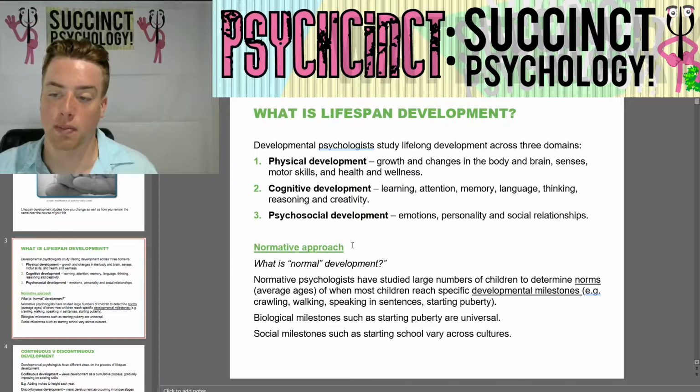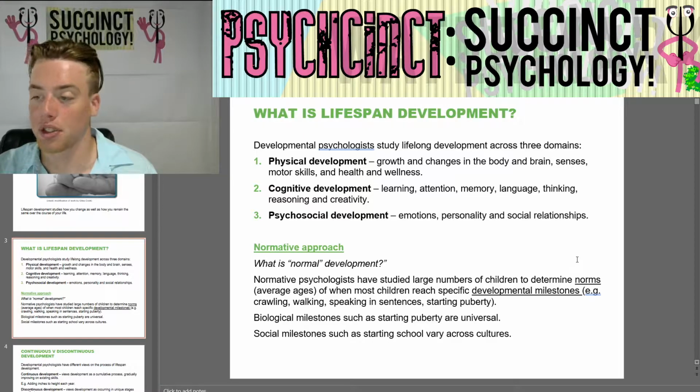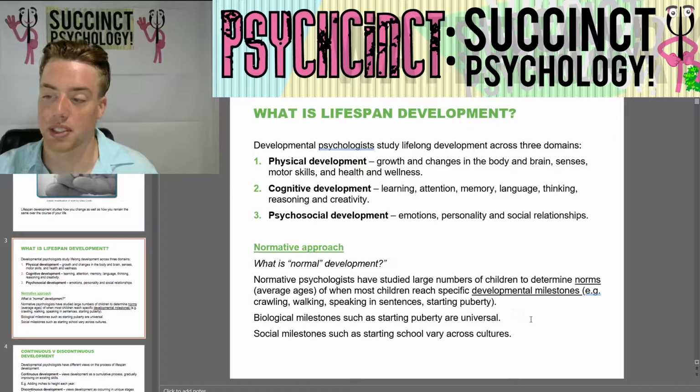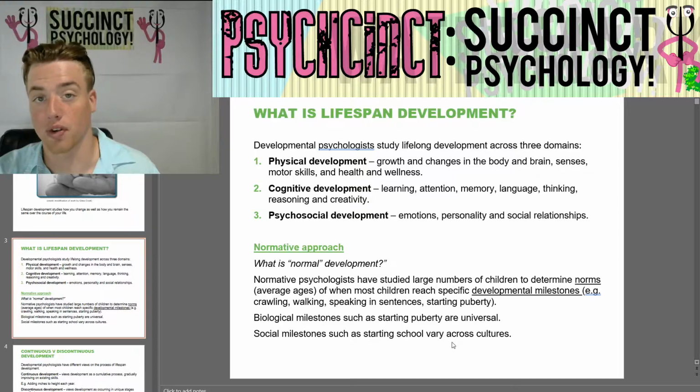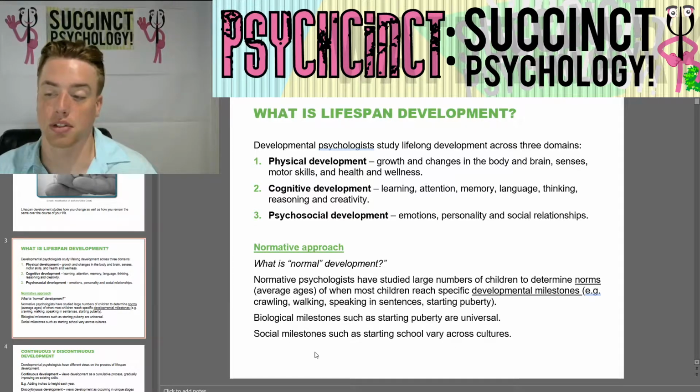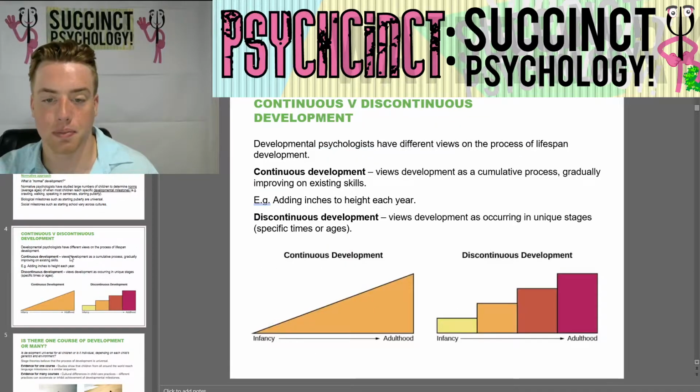So, normative approach. What is normal development? Normative psychologists have studied large numbers of children to determine norms, or average ages, of when most children reach specific developmental milestones. For example, crawling, walking, speaking in sentences, starting puberty. Biological milestones, such as starting puberty, are universal. Everybody goes through puberty. And social milestones, such as starting school, vary across cultures. It's not all the same.